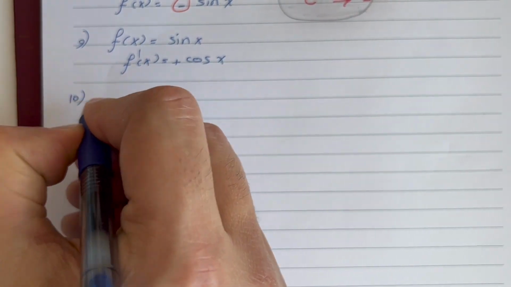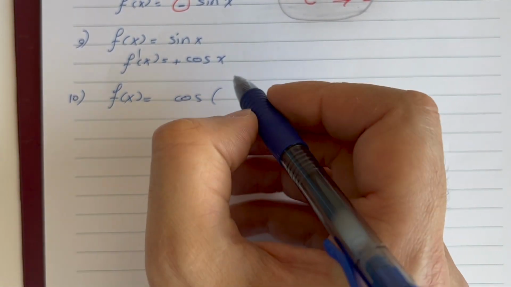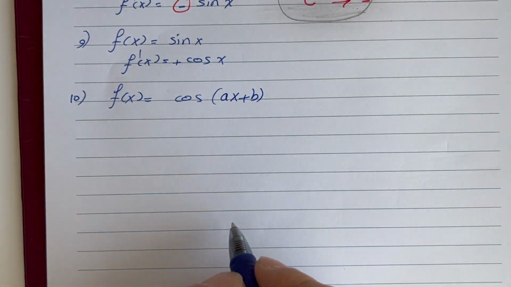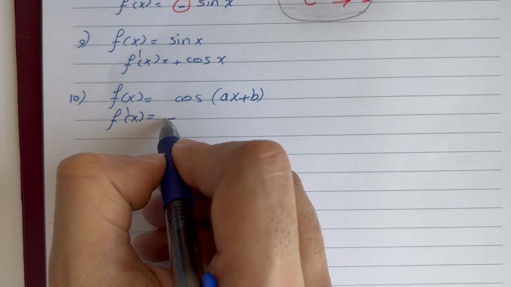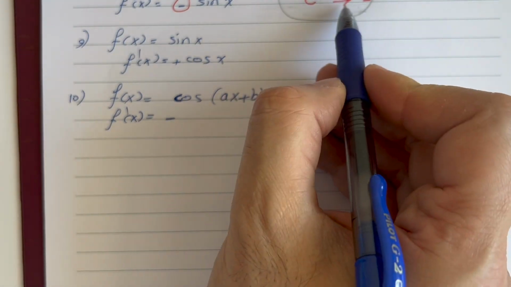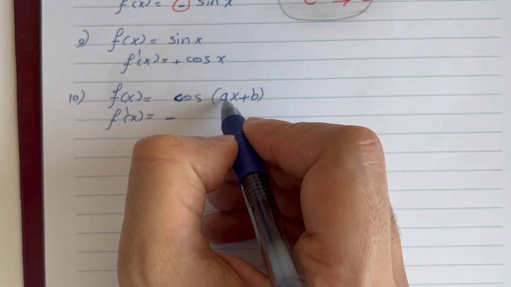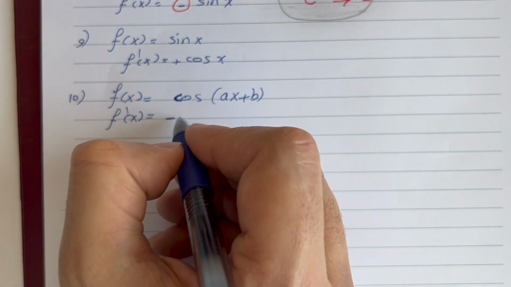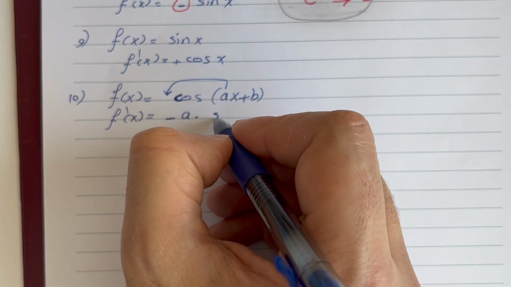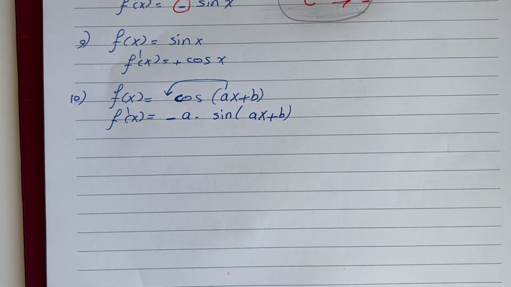Now rule number 10. What if I have cosine but not x? I have, let's say, ax plus b, which is a linear function. The derivative says, don't forget the minus because cosine starts with a C letter. C becomes minus. And take the derivative of the angle, which is a here. Ax, the derivative is a. So drop this number out and change cosine to sine and leave the angle as it is. Don't change the angle. Angles are holy.